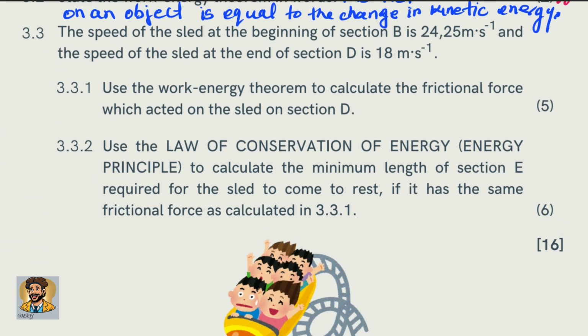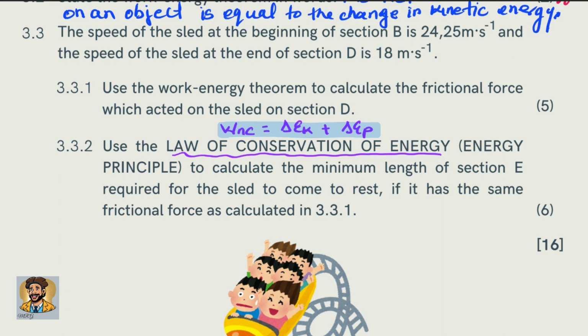3.3.2. Another question says, use the law of conservation of energy. Now, before the law of conservation of energy, you go to the summary page of this material, and you will get that the law of conservation of energy says the work done by the non-conservative forces is equal to the change in kinetic energy plus the change in potential energy. That is the law we're speaking about here. That is the law that says that energy cannot be created nor destroyed.